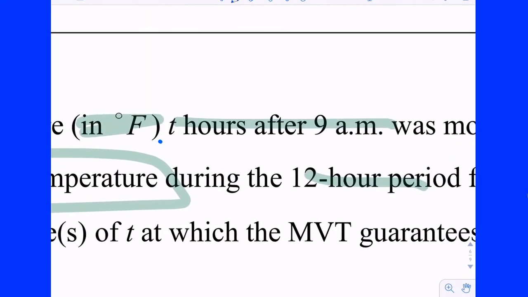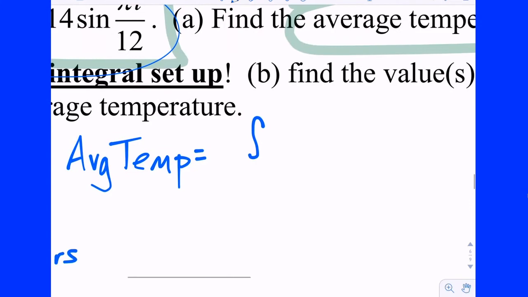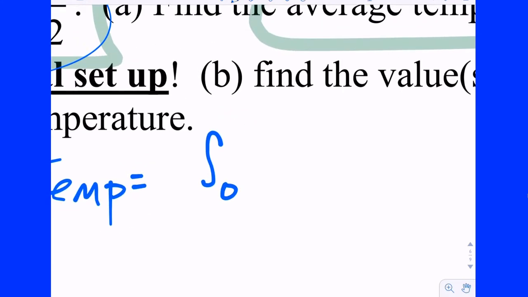It says let T represent the hours after 9 a.m. So 10 a.m. would be how many hours after 9? 1. So we don't go from 9 to 9, rather we go from 0 to 12.